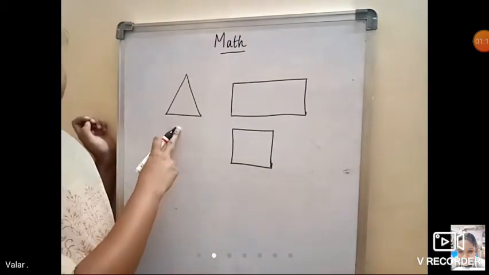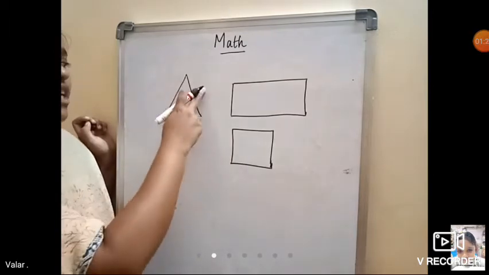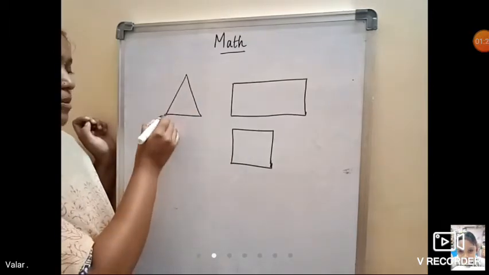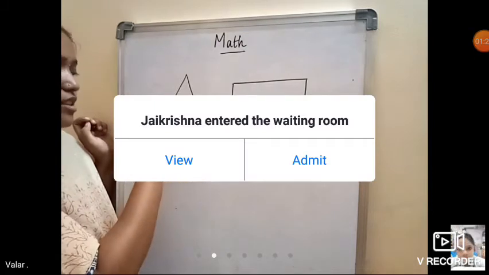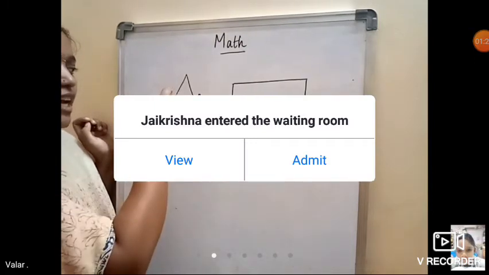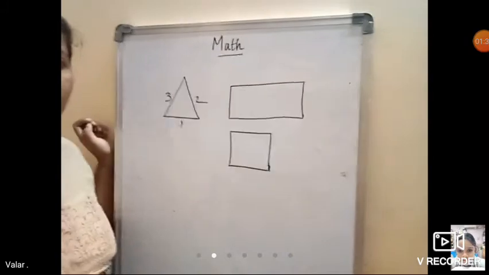Okay, so a triangle will have three sides. Three lines will be there. Three sides. This is the first line, this is the second line, and this is the third line.